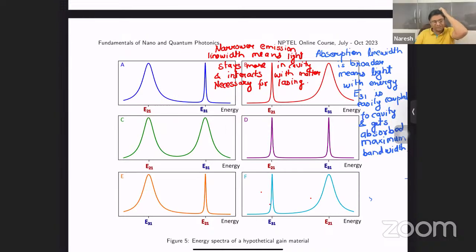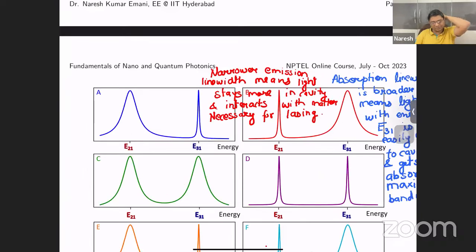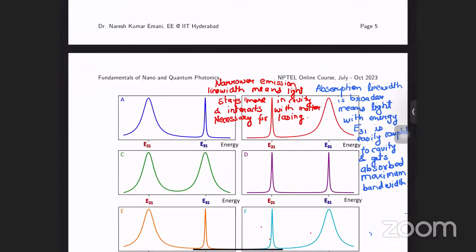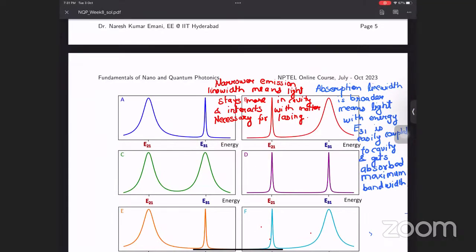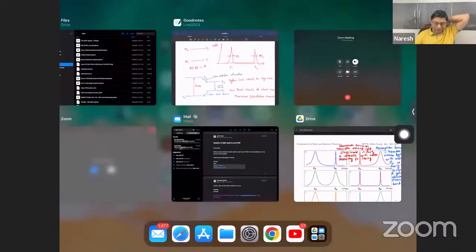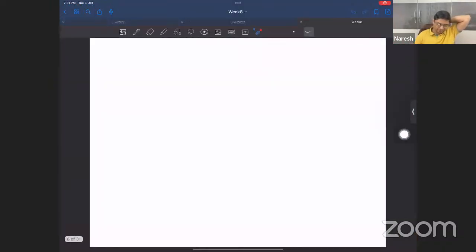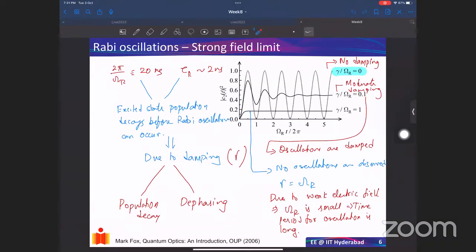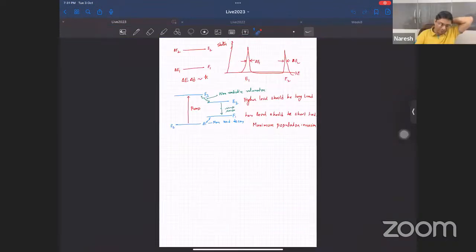So this is the first one you're talking about, the third one, right? This is the pump. The pump should be broad, and then this should be sharp. Yeah, you didn't show the first one. I was thinking that it's not the lasing level you're talking about. You're essentially talking about this level and this level.